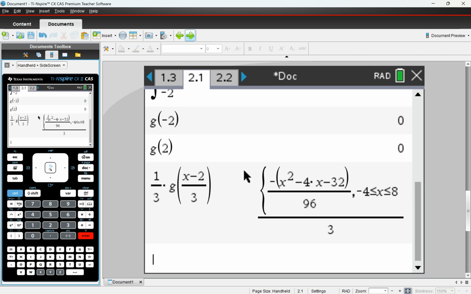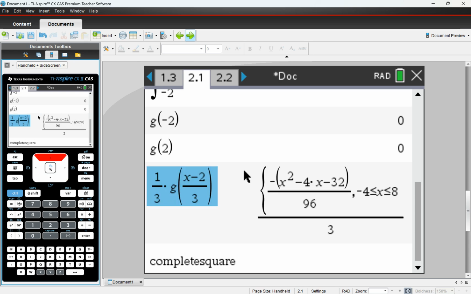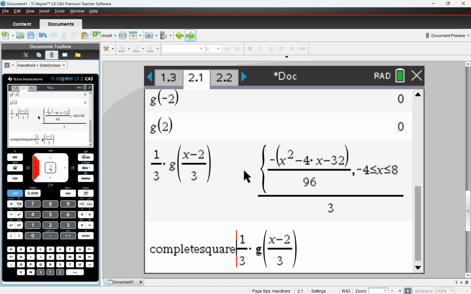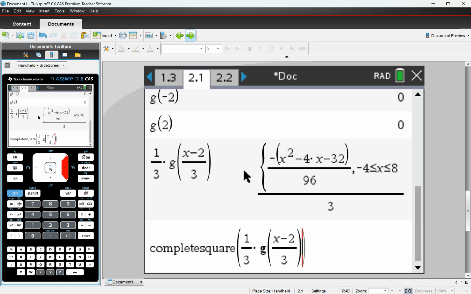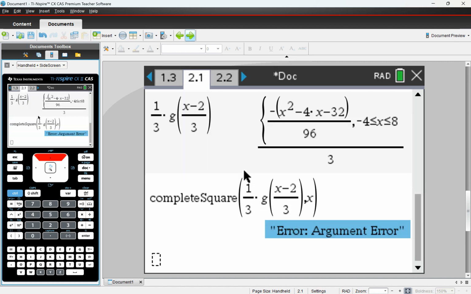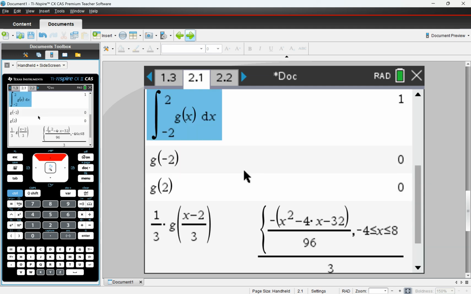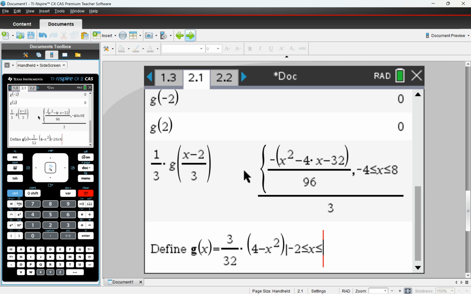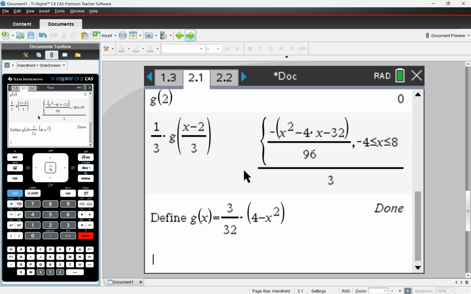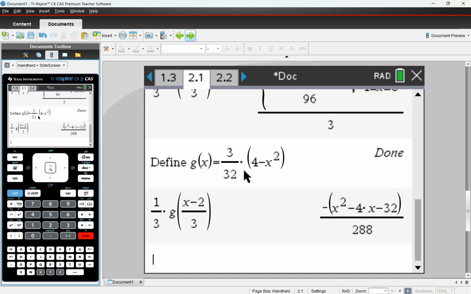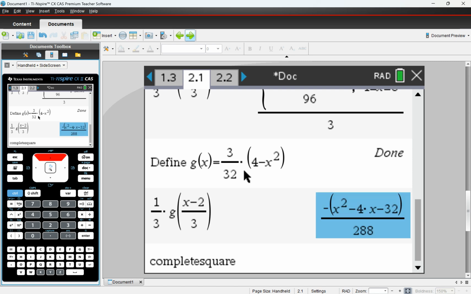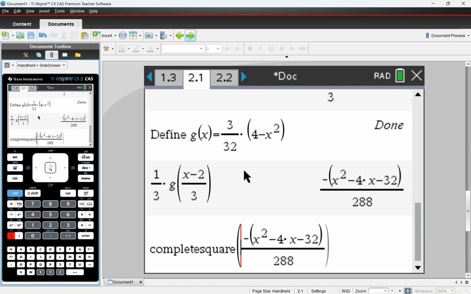Ooh, that looks nasty. Maybe I shouldn't have put the intervals in. But hey, at least they got the domain for me there. Maybe I can complete the square of this. Does that work? I just wanted a nicer looking function. No, it couldn't do it for me. Maybe I'll take off the domain. I'm going to do this again, and then complete the square of this, just so I get a better looking function.